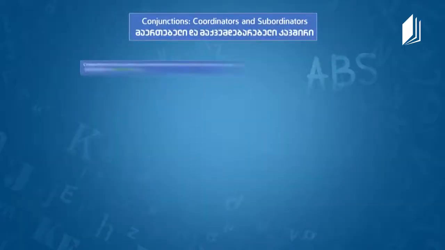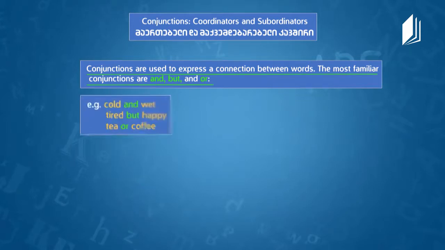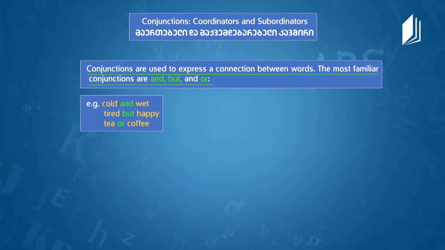And I'm really interested to know, what is the grammar topic today? Coordinators and subordinators. Yeah, these are things which we need to combine parts of the sentences, right? Okay, well, let's look. So conjunctions are used to express a connection between words. The most familiar conjunctions are and, but, and or. For example, cold and wet, tired but happy, tea or coffee. They can also connect longer units, like parts of the sentences.